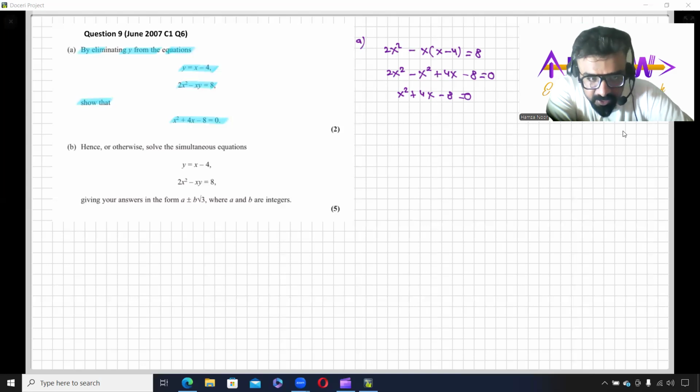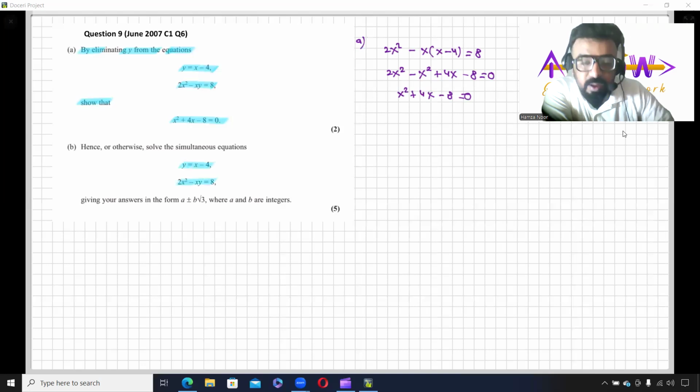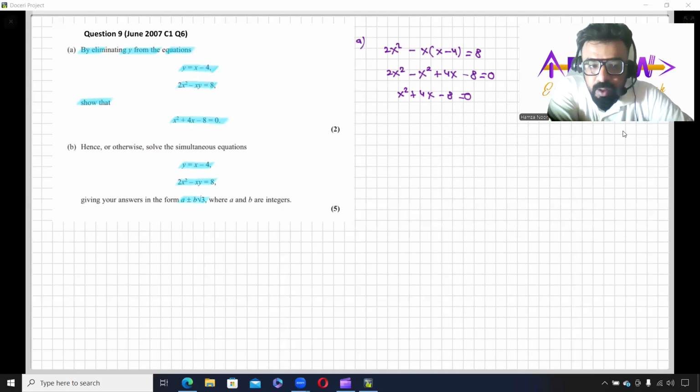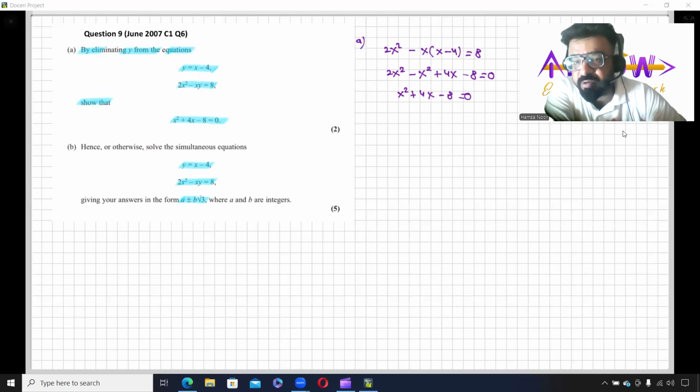Now in part B, it says hence or otherwise solve the simultaneous equations. It means the same equations which you were given in part A, and you need to give your answers specifically in surd form. Basically the purpose behind solving the simultaneous equations is to find the coordinates of the points of intersection between the two graphs. As we can see, one graph is linear and one is non-linear, and we have already shown in part A that when y is eliminated, we are able to produce a quadratic equation in the form of ax squared plus bx plus c is equal to 0.